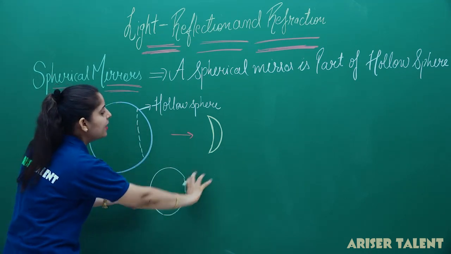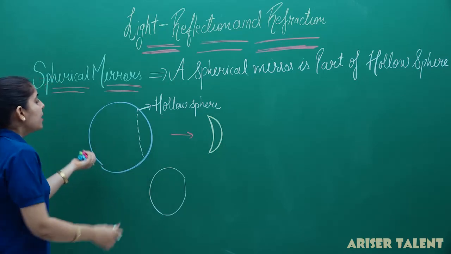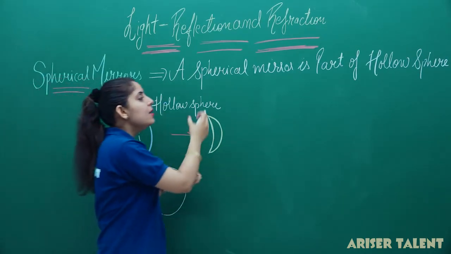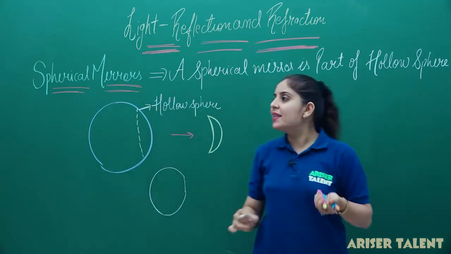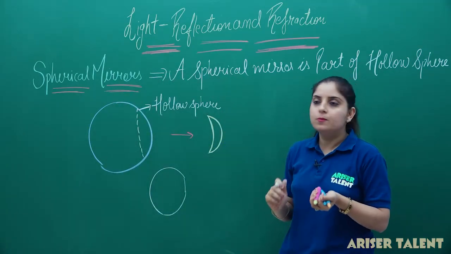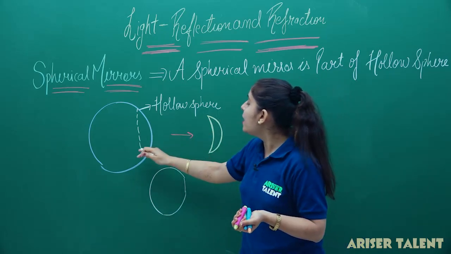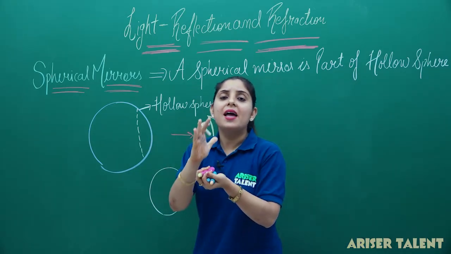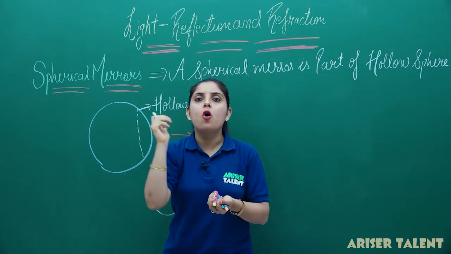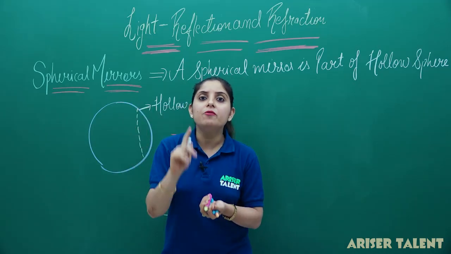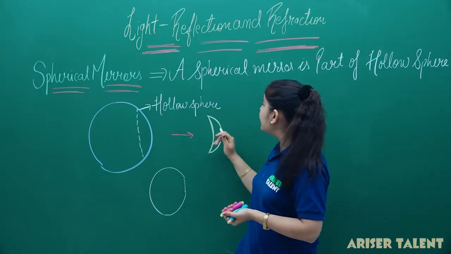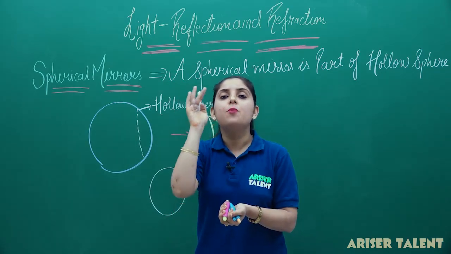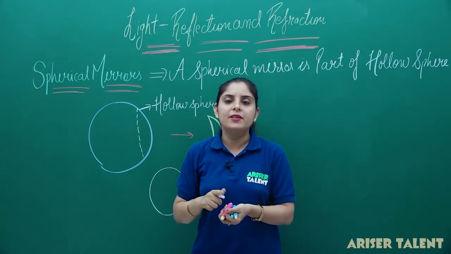It means we are cutting this part from here. So if you take a part of the hollow sphere or any mirror, you can say that you are getting a spherical mirror. But if you get a part in such a way that it has silvery polish on its outside surface, we will always get a concave mirror, and if it is polished inwards, we will get a convex mirror.